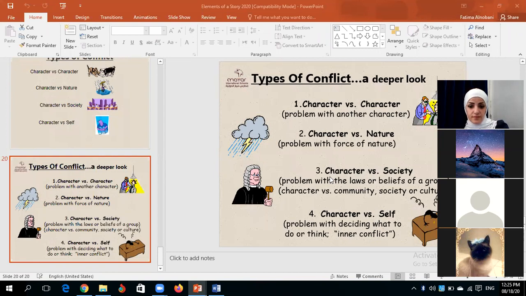Okay. Types of conflict, a deeper look. Character versus character, problem with another character. Character versus nature, problem with force of nature. Character versus society, problem with the laws of a group. Character versus community, society or culture. And character versus self, which is problem with deciding what to do or think. Inner conflict. The inner conflict.